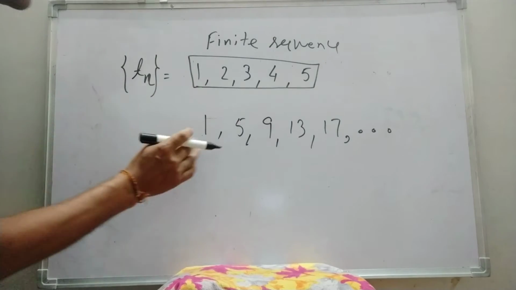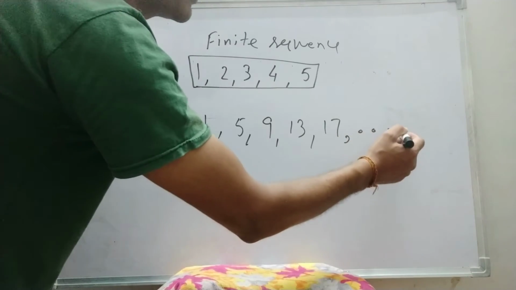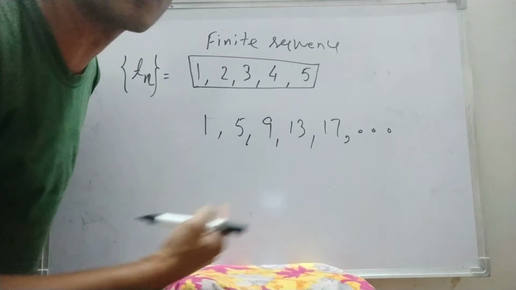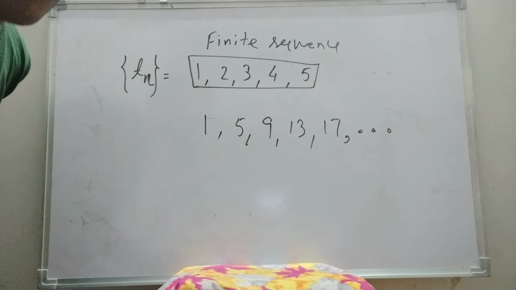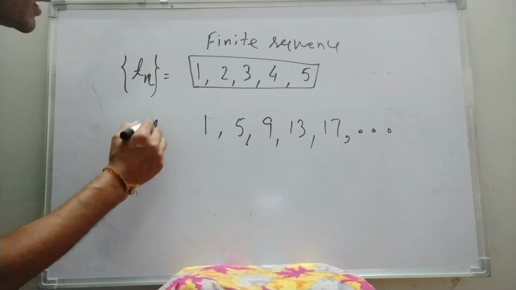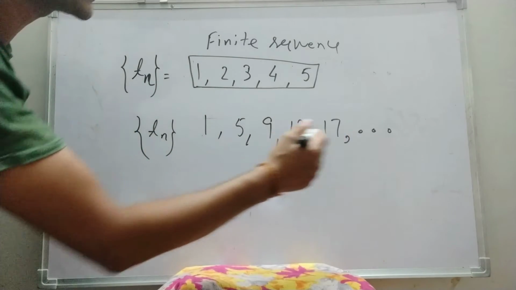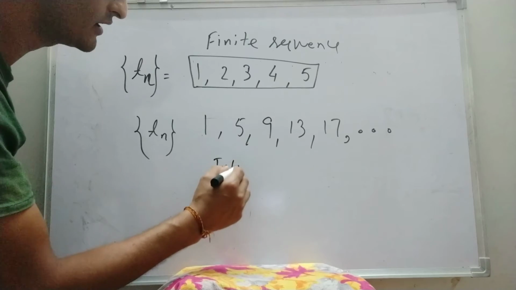Here in this case, 1, 5, 9, 13, 17 and so on, how many numbers are there in this particular sequence, we cannot count. So in such cases this type of sequence is said to be an infinite sequence, students. These types of sequence are said to be infinite sequences.